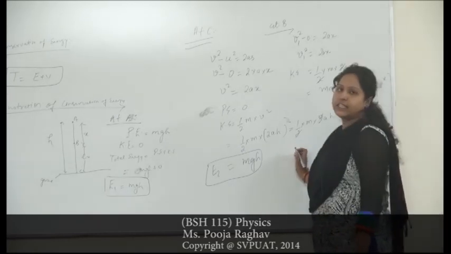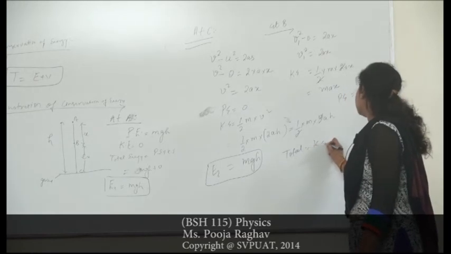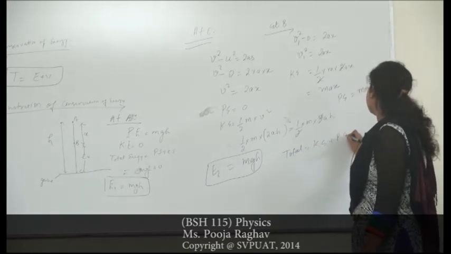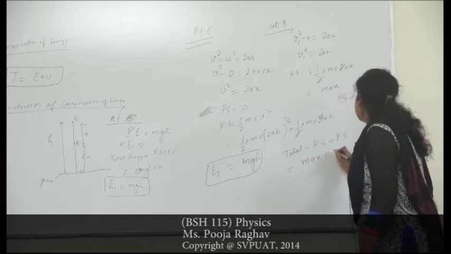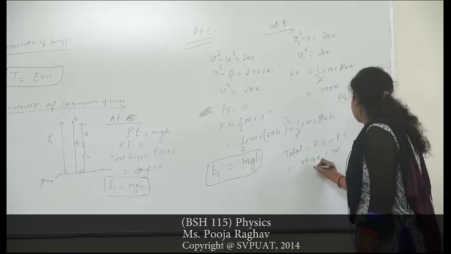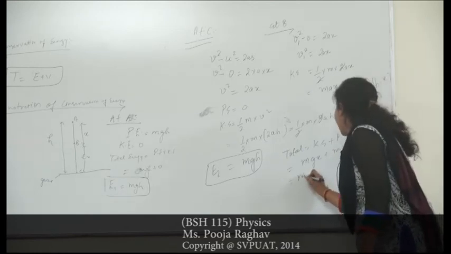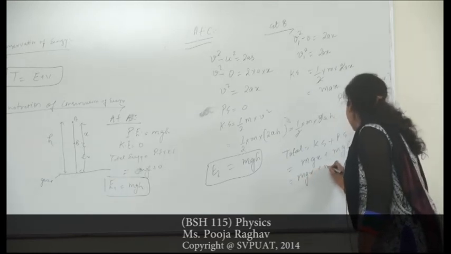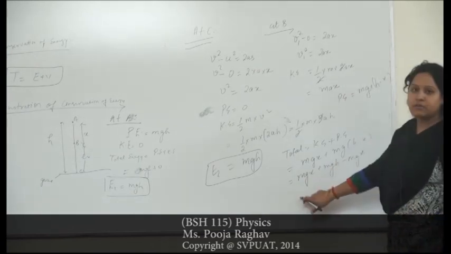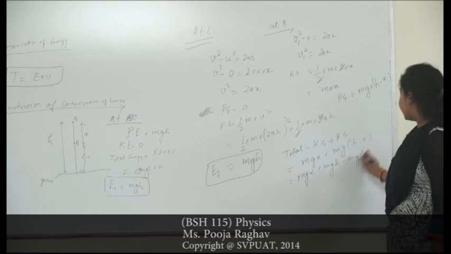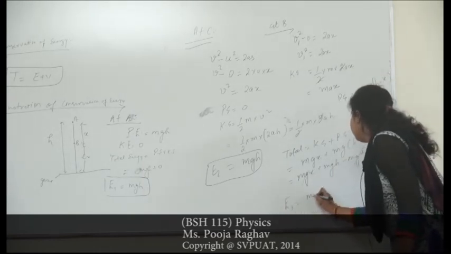The total energy at point B is kinetic energy plus potential energy, that is max plus mg into h minus x, mgx plus mgh minus mgx. Here mgx and mgx cancel out and E3 equals mgh.